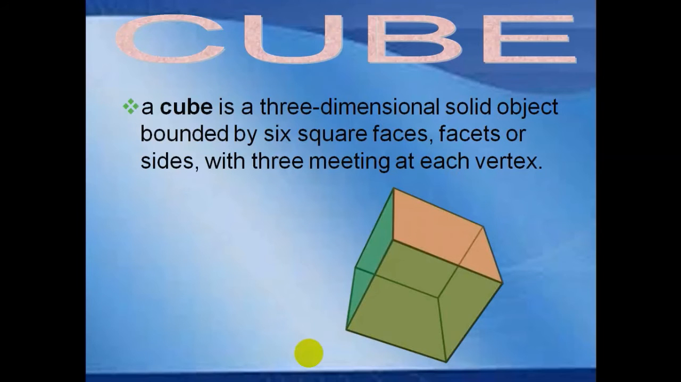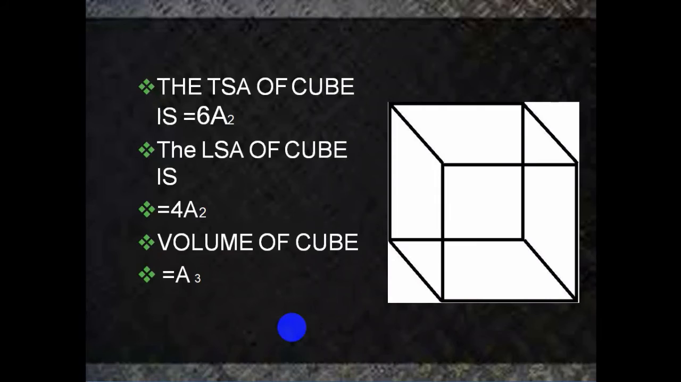Now cube. A cube is a three-dimensional solid object bounded by 6 square faces or sides with 3 meeting at each vertex. This is the cubic shape you see over here in this figure. So the total surface area of a cube is 6 multiplied by a squared. The lateral surface area of a cube is 4 multiplied by a squared. Volume of a cube is a cubed.